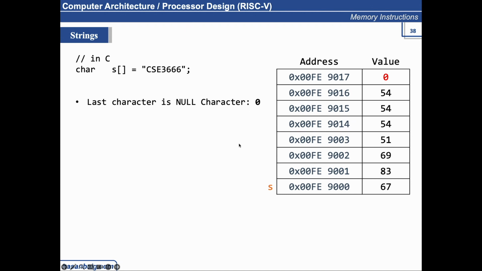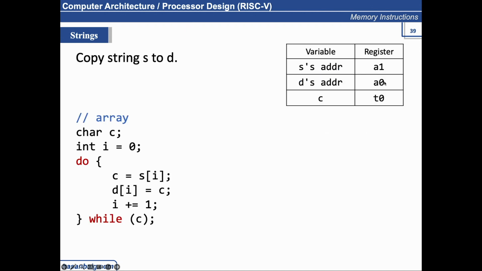So when we have to read the string or copy the string, we must always look for the null character, which signifies that the string is finished, that the data we want to copy is finished. Here we copy string S to D. Suppose the S base address is in A1, D's base address is in A0, and C is in T0. So you can first copy the value of C into the temporary register T0.